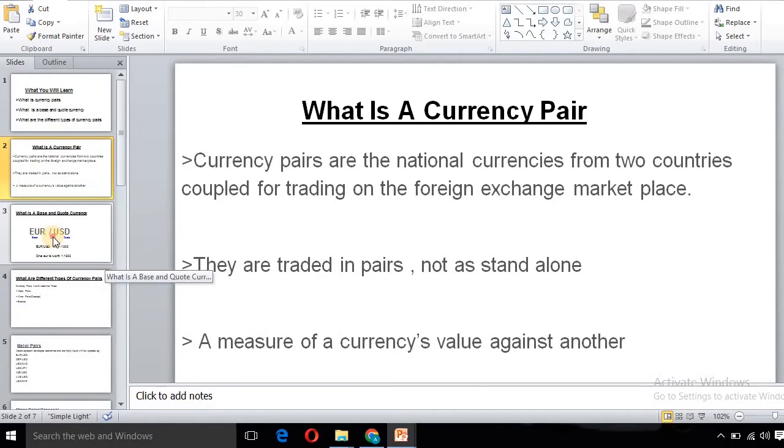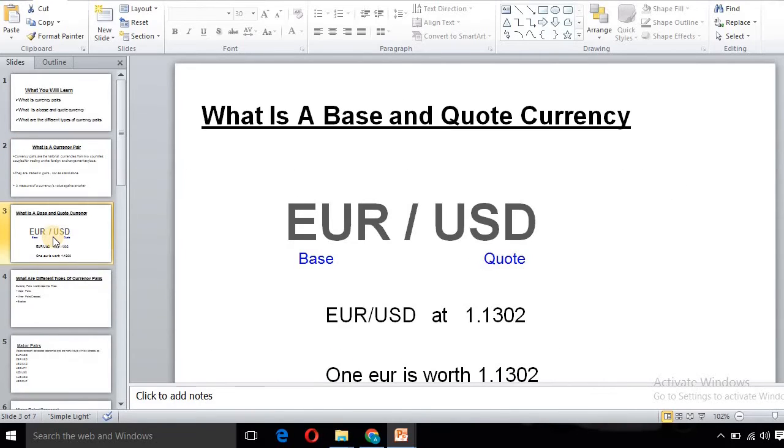Then, let's move on. The next thing we need to consider is what is a base and a quote currency. When you hear base and quote currency, we are going to use EURUSD as an example in this case. Remember, this is applicable to other ones. You have EURUSD, EURGBP, any other currency pair.